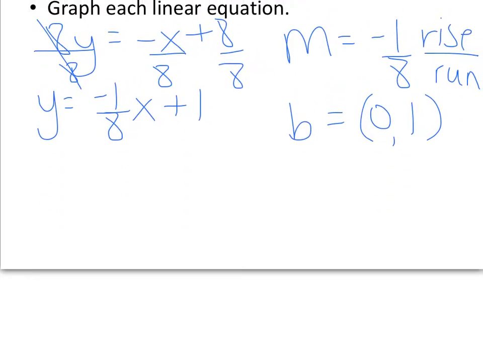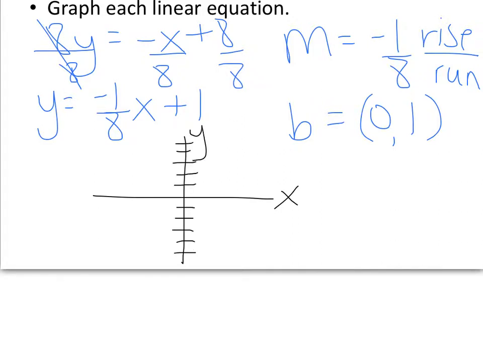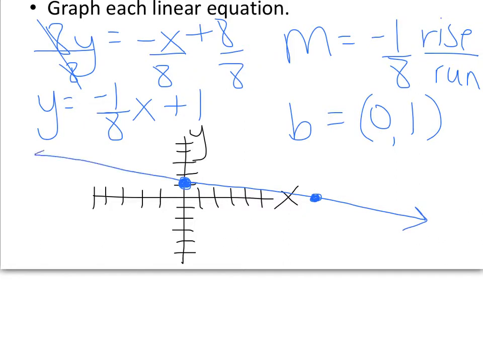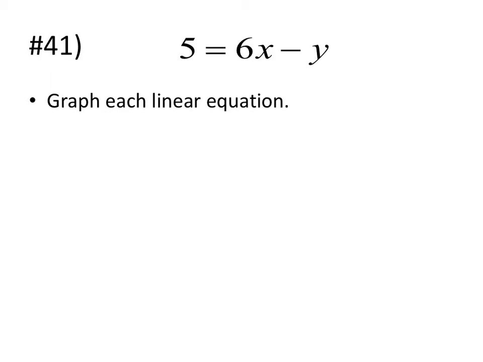So I'm going to graph it. X, y. Okay, so 0, 1 is your y-intercept, and you're going to go down 1 from your y-intercept and over 8. 1, 2, 3, 4, 5, 6, 7, 8. And then you connect your dots, and that's your graph.